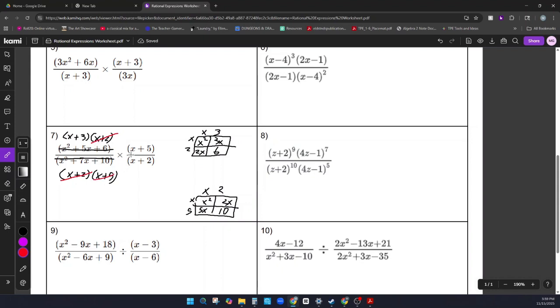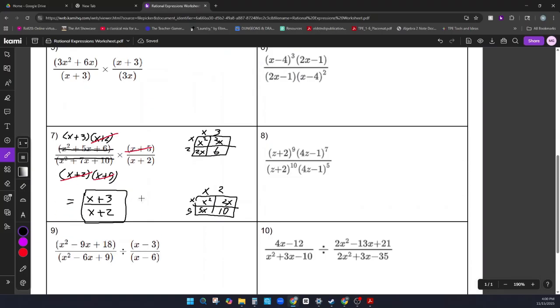Looking again, I have x plus 5 in the denominator, x plus 5 in the numerator, and they cancel, meaning I'm left with my answer, which is x plus 3 all over x plus 2. And that's really what we're looking for.